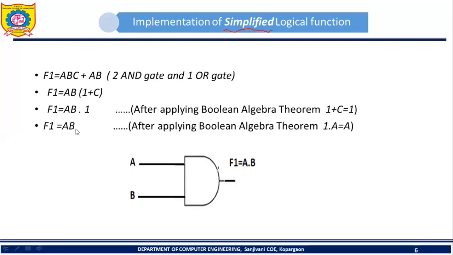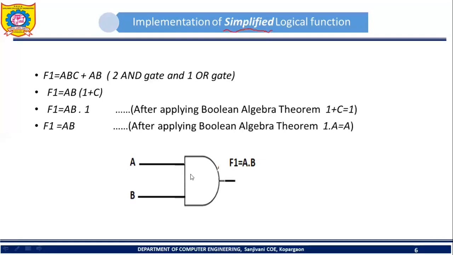So our circuit, which we will develop from this logical expression, will be like this. There will be only 1 AND gate, and it will perform AND operation between A and B. Try to compare this digital circuit with the digital circuit that we obtained on the previous slide. Which is simpler? Yes, obviously this is simpler because it requires only 1 gate.